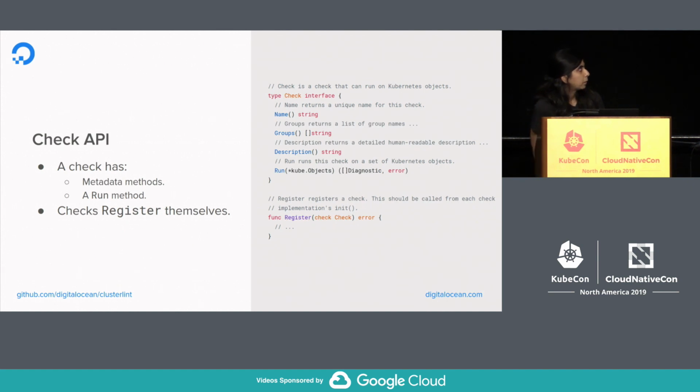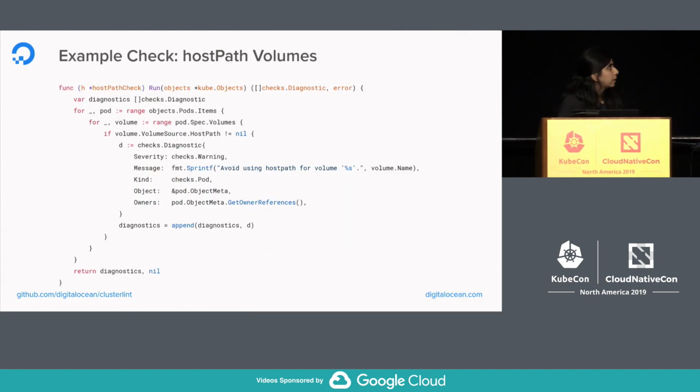Here's the check API for those of you looking to write a check. We have some metadata methods like name and groups, and the run method where the operation of the check is defined. It has access to all the Kubernetes objects we fetched earlier, and after the check is performed, reports diagnostics. For clusterlint to be aware of the check and which group it belongs to, checks must register themselves in the check registry. This is the example host path volumes check.